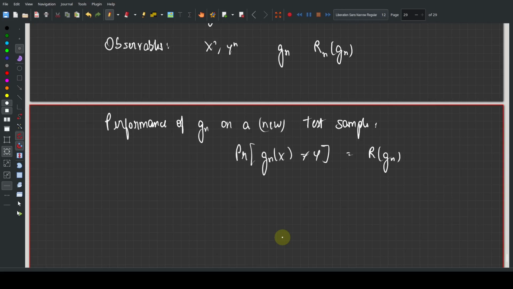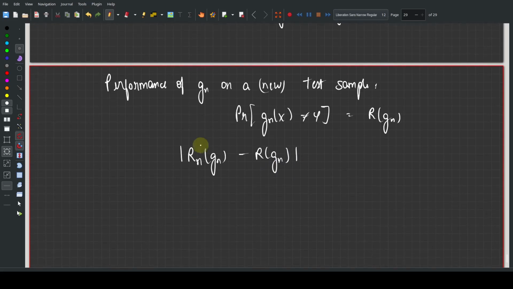Right? Our ultimate goal is always to design a G that minimizes R of G, not just Rn of G. We're just using Rn of G as a proxy for R of G. So obviously it makes sense to look at how close Rn of Gn is to R of Gn. We know that Rn of Gn is small, but we want to know how close this is to R of Gn. So hopefully this quantity is small. But ultimately our goal is of course to find out how close R of Gn is to R of G star, right? Because this is the best in the class. So G star is the one that achieves the least test error among all possible classifiers in my class.